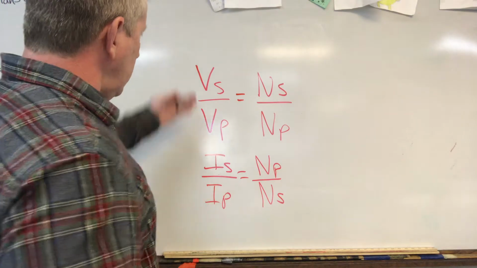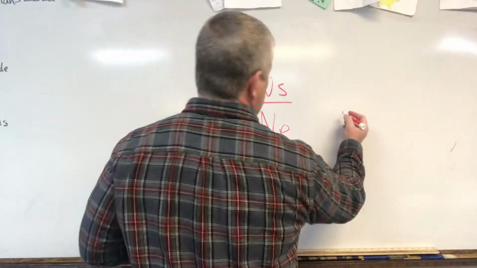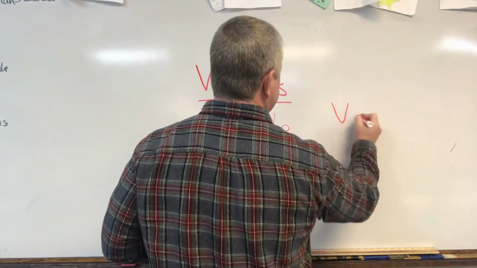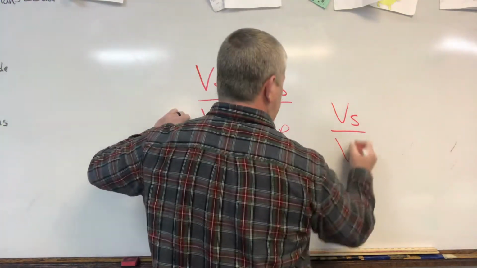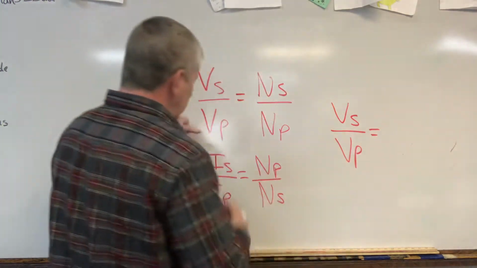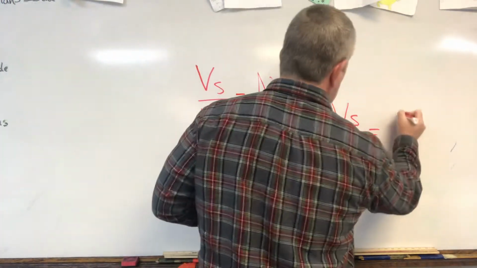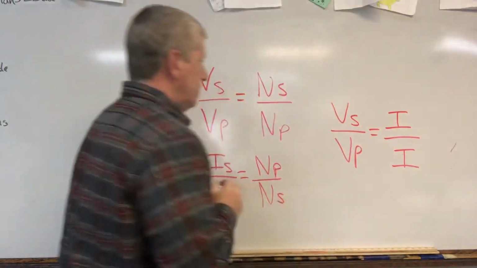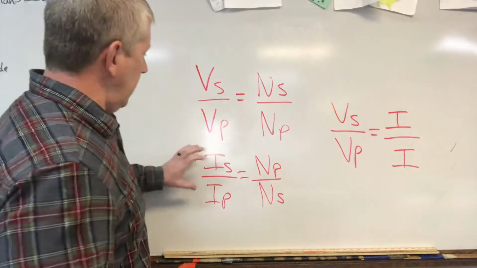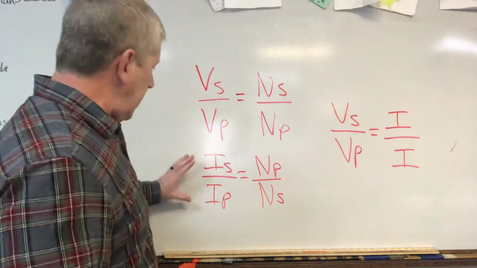You might say to yourself, hey, if V is related to N and I is related to N, then wouldn't V be related to I? Heck yeah. Whew, that was really good. Very good, Billy. Nice observation. Let's set up an equation relating these two. All right, so let's see. I'll stick with Vs and Vp, and we'll relate this to Is and Ip, currents. Okay, so before we related V to N and I to N, now relating V to I.